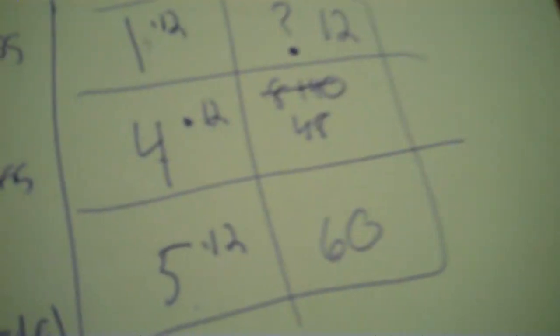So 4 times what is 48? Well, let's take 48 divided by 4. That's 12. Then you take 1 times 12 and 5 times 12. That's 12, which is the answer. Then 5 times 12 is 60. Not that that really matters, but there's your rate. That's your actual amount.